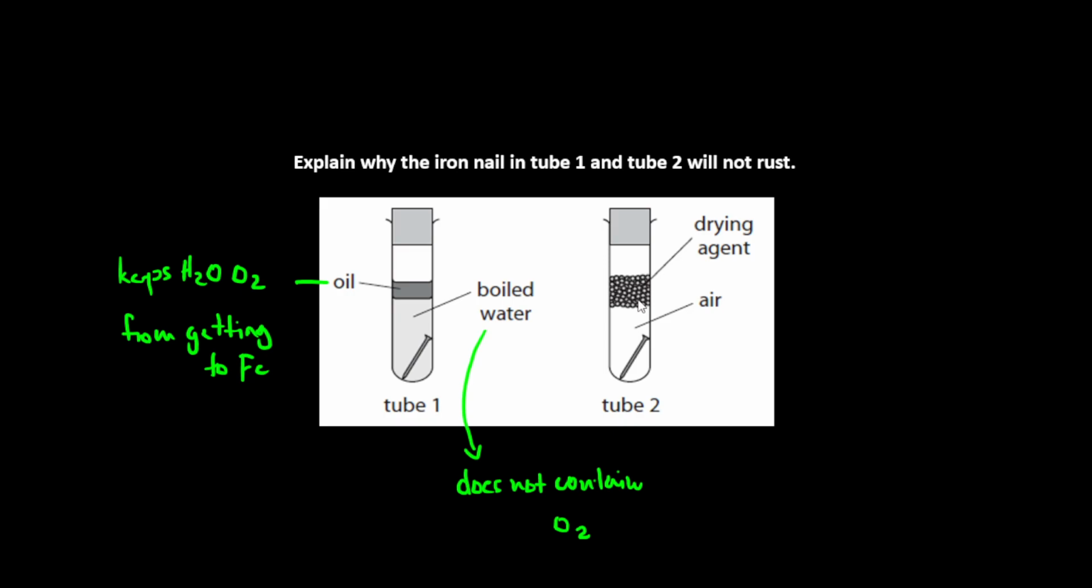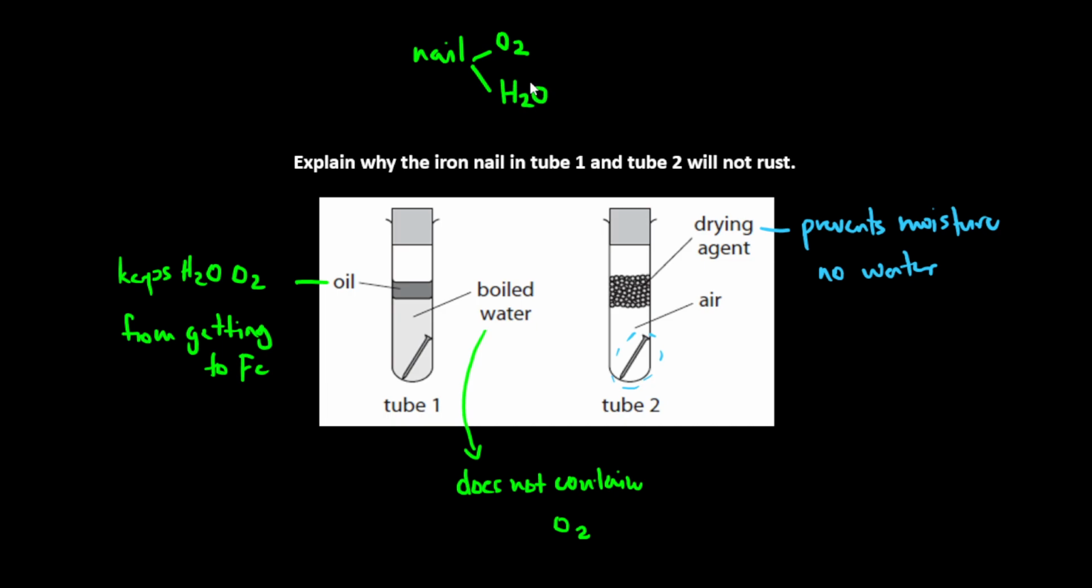Okay, for tube 2, it will not rust because the drying agent prevents moisture in the atmosphere, okay? Prevents moisture, meaning that there will be no water, to stop oxygen and water from coming into contact with the iron nail, and that's why there will not be any rust in the second diagram. And you also have to mention that the main idea behind both of these methods is that we're trying to keep the nail from coming into contact with both oxygen and water.